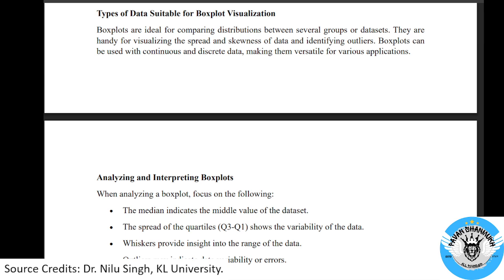Spread in the sense, the distance between the median point, or centroid, of the data to all other points is the spread of the data. Skewness, and identifying outliers. Outliers are nothing but the anomalies that we find in the data. Okay, so box plots can be used with continuous and discrete data, making them versatile for various applications.